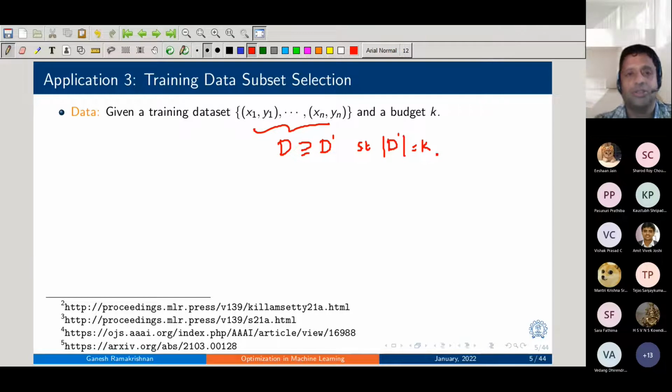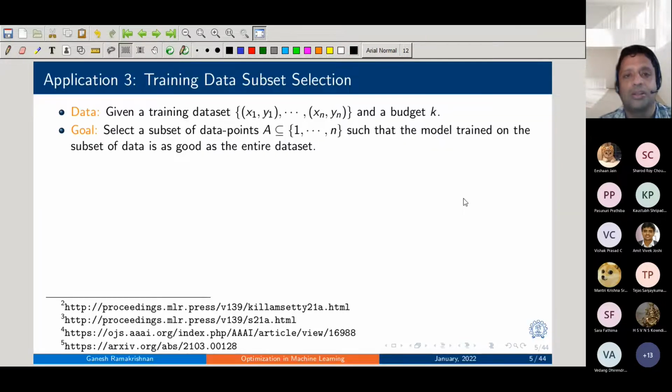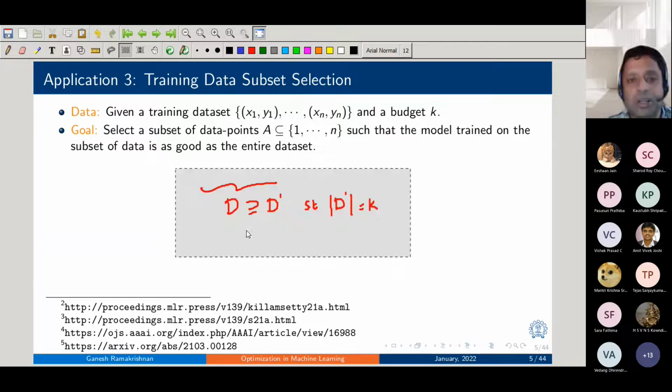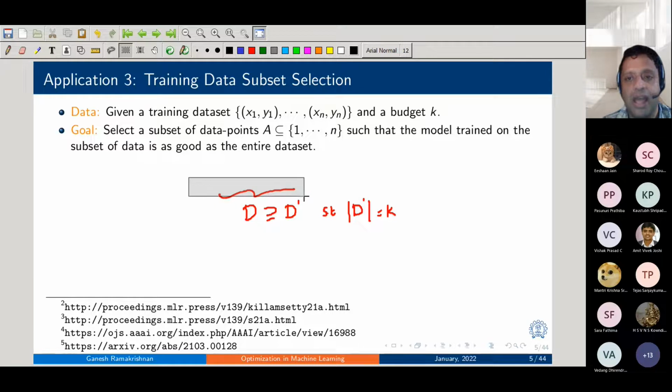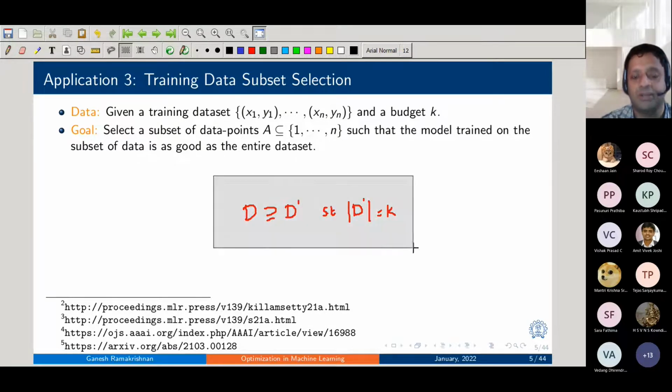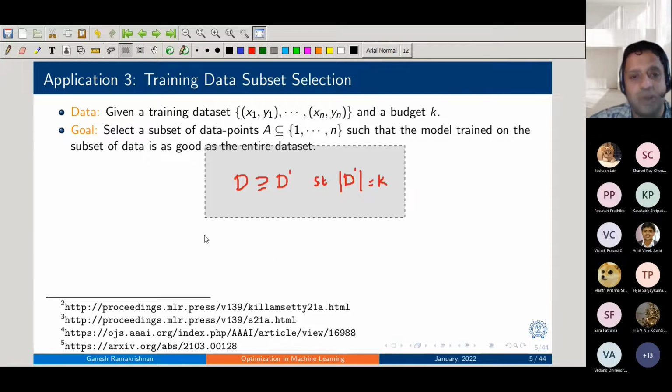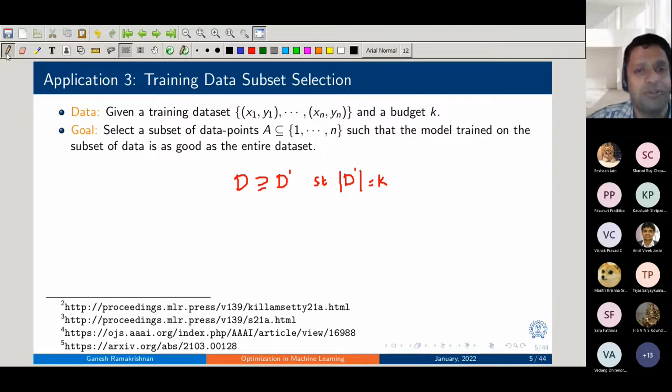Okay, so let's look at that in the next slide. I want a subset of data points in this case, such that the model trained on the subset is as good as on the entire data set. Okay, so let me add, it's not just D prime subset of D, but we want to optimize.